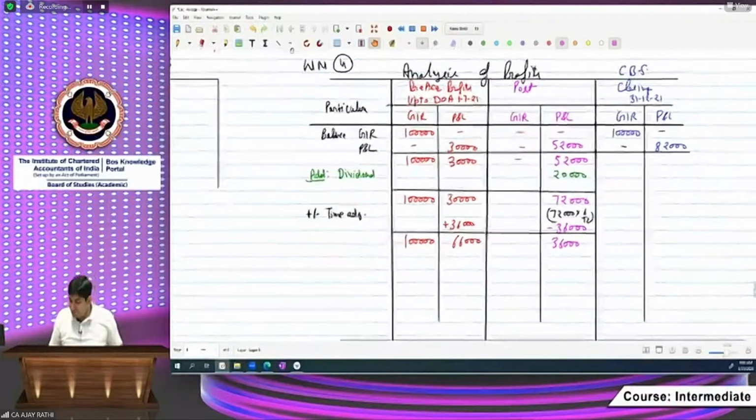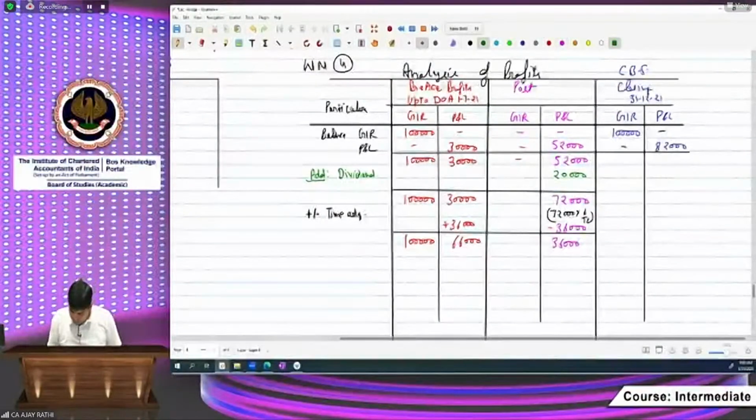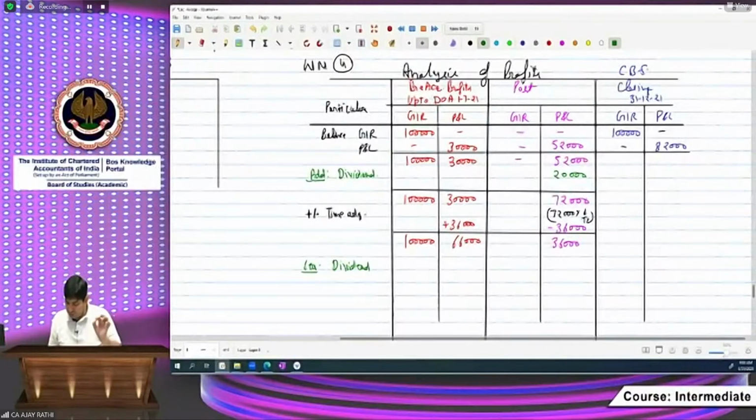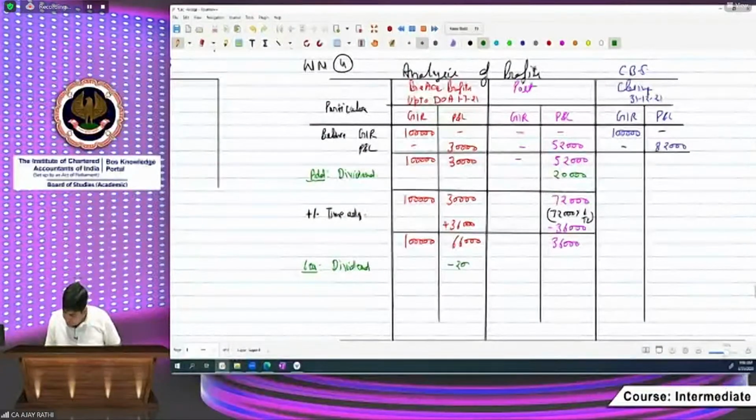Anyways, now beta, now we shall reduce from where it should be reduced. Less: dividend. Yes beta, 20,000 is free. Less dividend. Dividend is free because clearly written out of free. Hence, we are reducing from here.